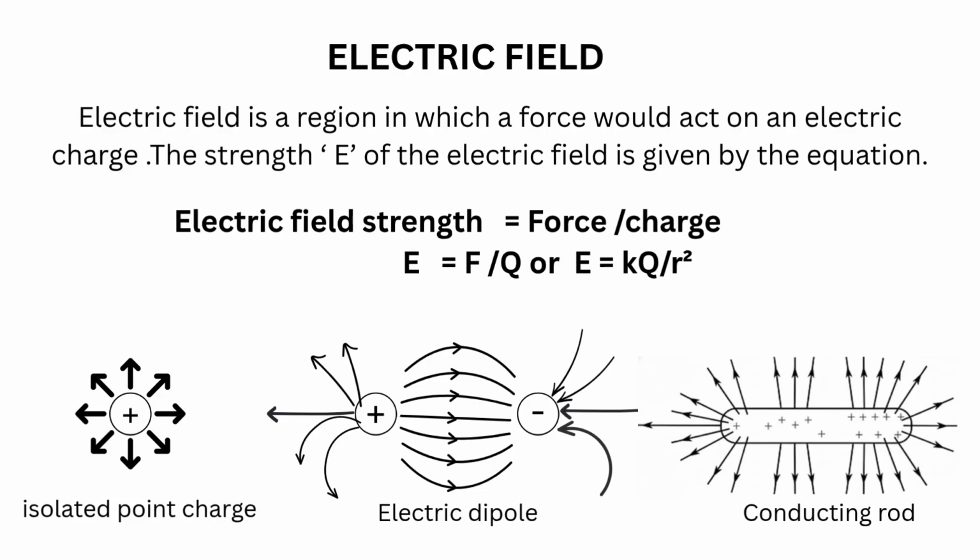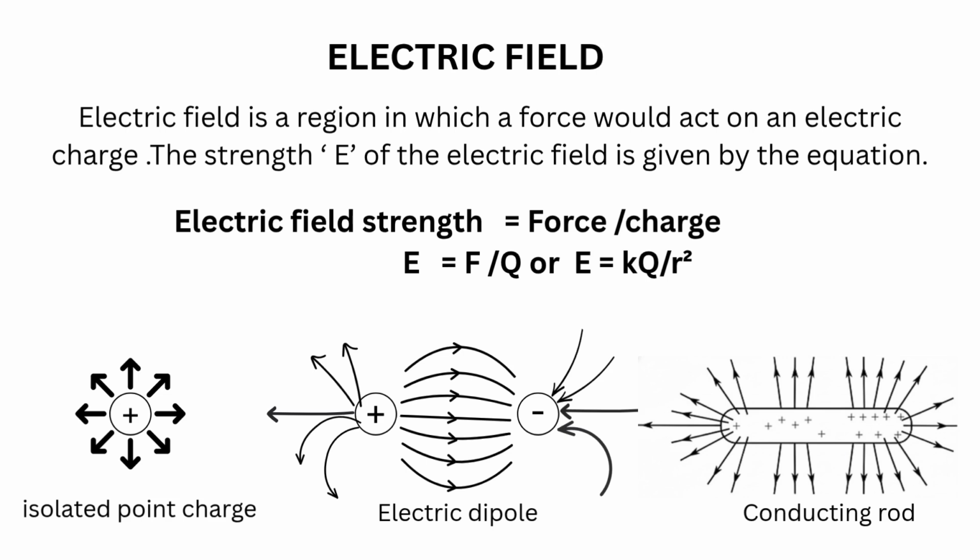Electric field is a region in which a force would act on an electric charge. The strength of the electric field is given by the equation: electric field strength is equal to force divided by charge. Electric field can be due to an isolated point charge, electric dipole, or a charged conducting rod.